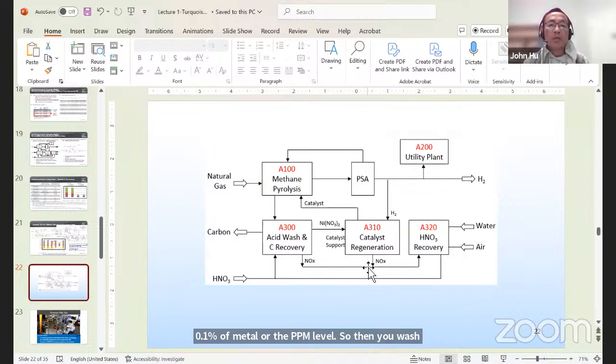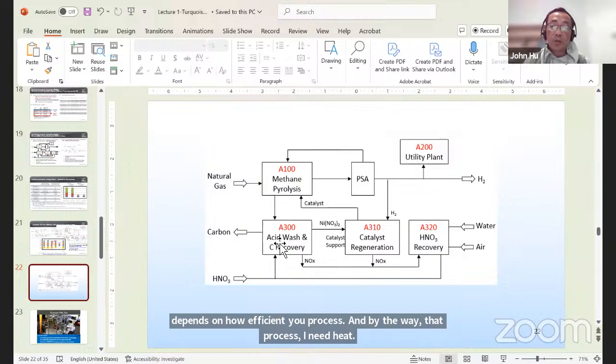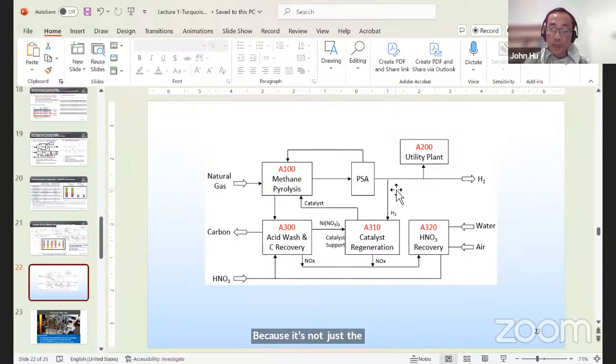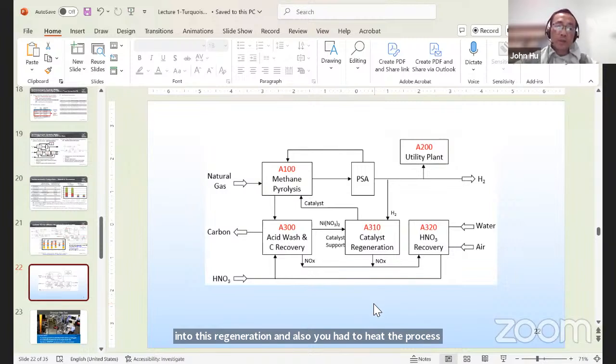In the laboratory, we just wash 3 times. We can get metal free. But in the industry, it just depends on how efficient your process is. And by the way, that process needs heat, because it's not just the wash. You need to dissolve. So that's why the hydrogen comes into the regeneration, and also you have to heat the process to make sure it effectively dissolves the metal.